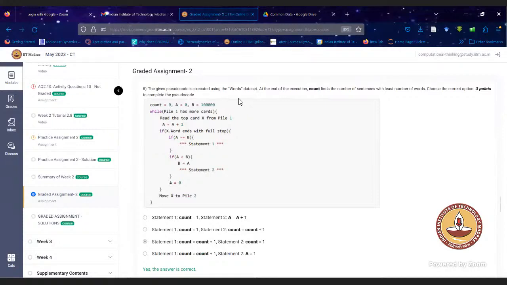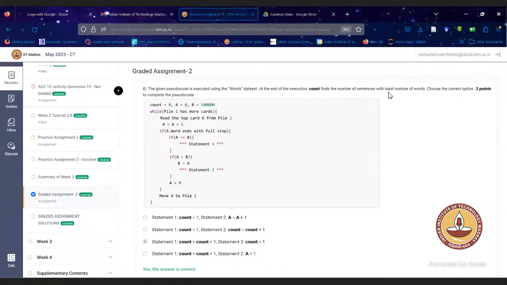Okay. What it is telling you is that you need to figure out what statement 1 is and what statement 2 is in this. And what it is doing is the count at the end, right? So where is that? The count you see here in these statements, you have to find the statement such that when you run this pseudocode, it will find the number of sentences with the least number of words.